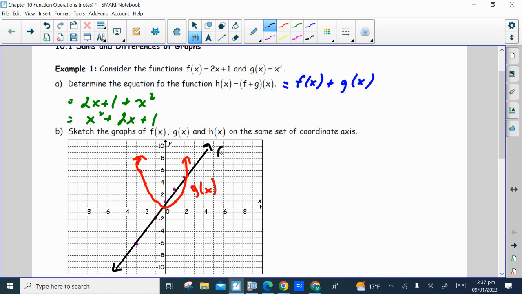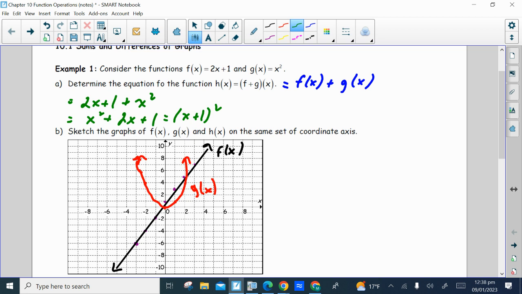Right, so that's g at x. This is f at x. And then it asks us to graph h as well. And the equation we got for h at x is x squared plus 2x plus 1. Now that could be rewritten in factored form. That would be x plus 1 all squared. If you factor x squared plus 2x plus 1, the factors there are x plus 1 all squared.